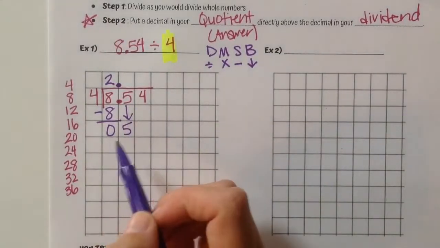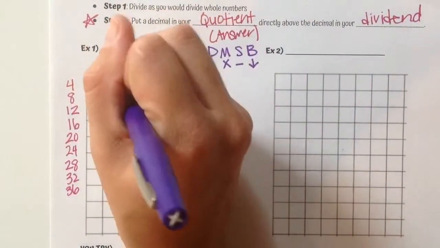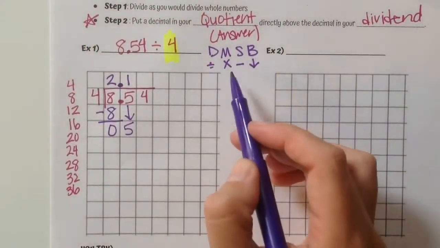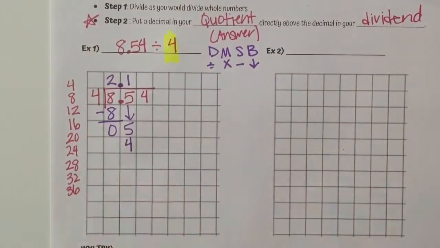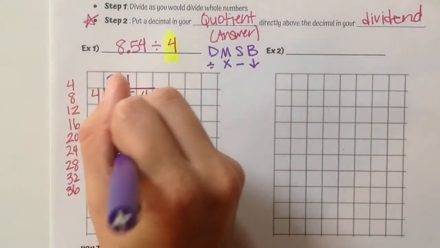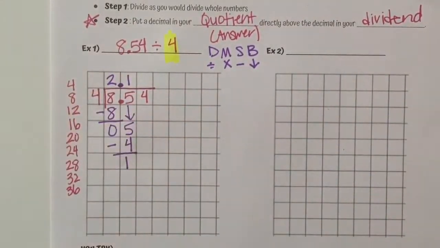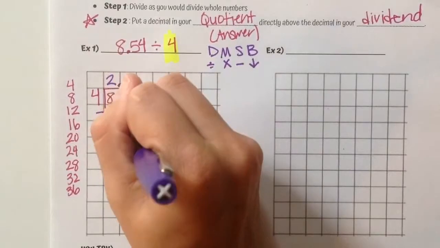Now we divide. 5 divided by 4. 4 goes into 5 once. Next step is to multiply. 4 times 1 is 4. Next step is to subtract. 5 minus 4 is 1. And the last step is to bring down.